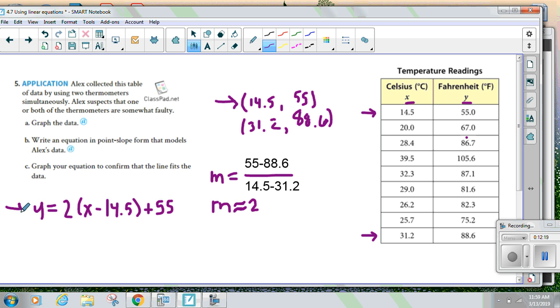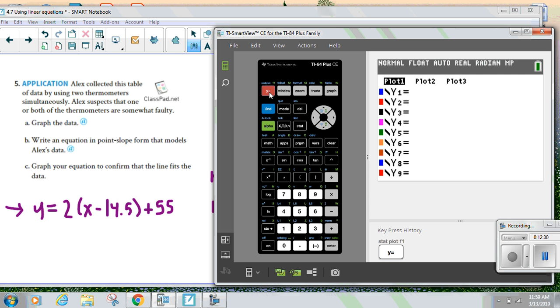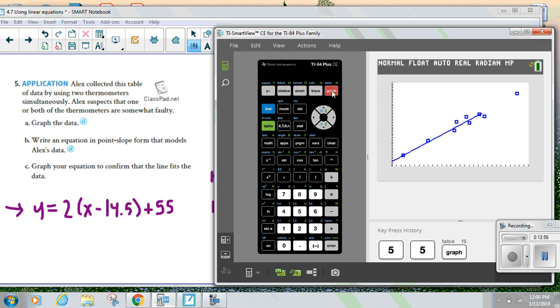All right, so now what I want to do is see if this equation actually fits the data on my graph. So I'm going to go back to my graphing calculator, and I'm going to type that equation into my graphing calculator. Right, so I'm going to go to Y equals, I'm going to type that right in, so 2 times x minus 14.5. Oops, x is right here, x minus 14.5 plus 55. All right, so again, I'm just going to go to Graph. And there's the line from the point slope equation that we just wrote.